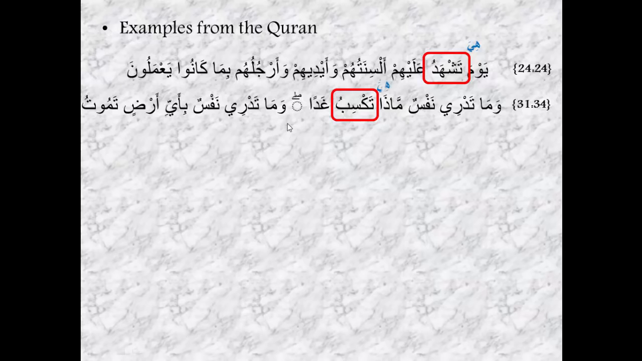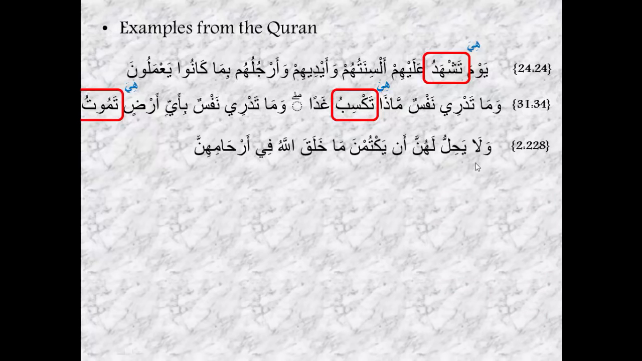The verb taksib, taksibu, is conjugated for hiya. That is referring to the nafs, the soul, which is singular feminine in Arabic. Also we have tamut, tamutu, also conjugated as hiya, referring to the soul, in which the soul dies or what the soul acquires. Taksib wa tamut.